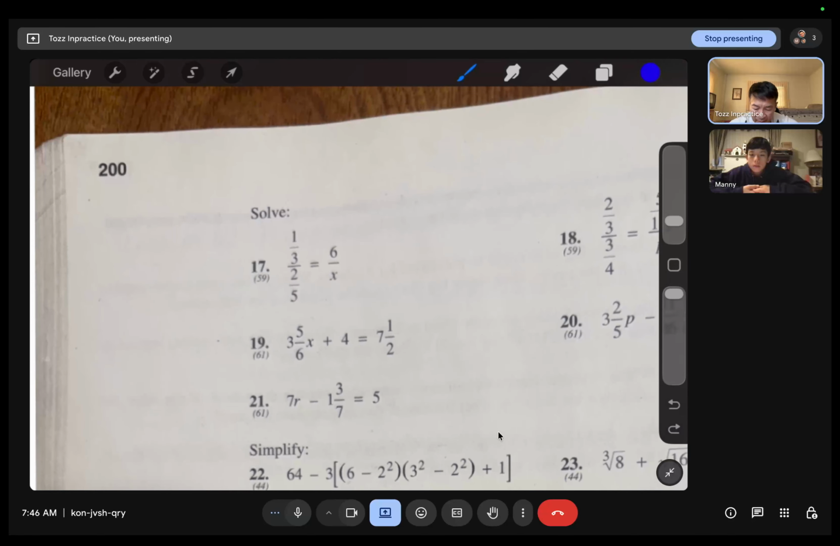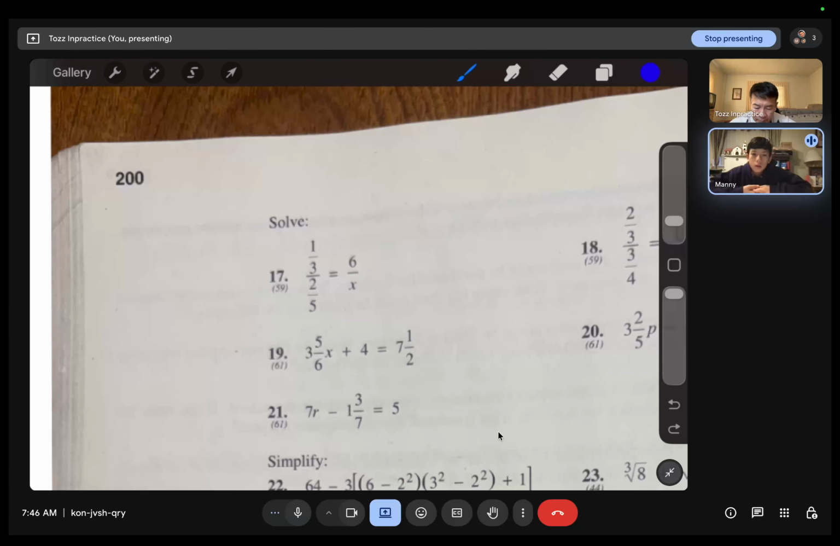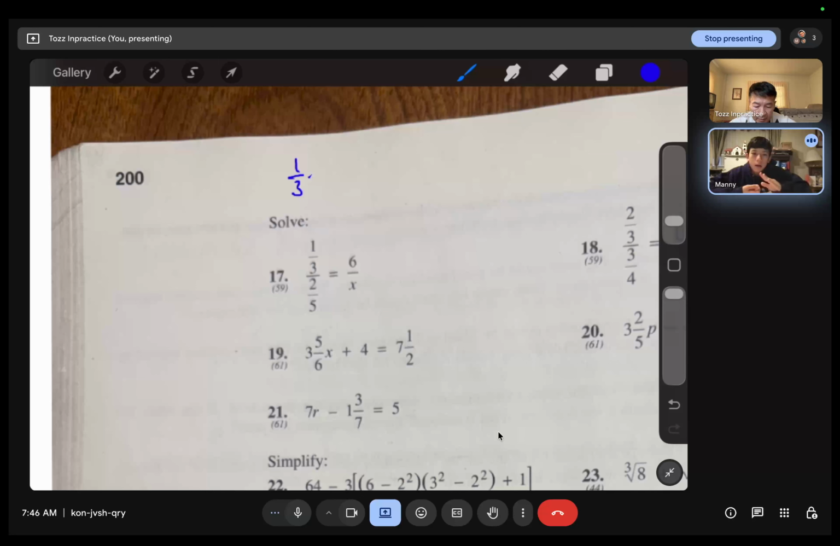What do you do for number 17? So it'll be 1/3 divided by 2/5. You multiply by the reciprocal, so it's 1/3 times 5/2. Good. That's it. And then what? Equals 6 over x. Is that okay?